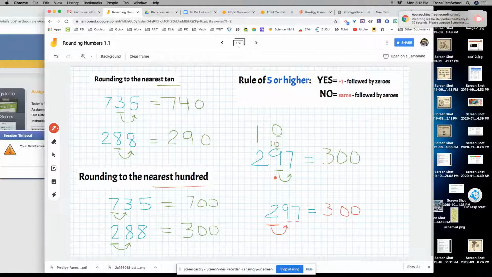So in this case, 297 rounded to the nearest 10 is 300. But 297 rounded to the nearest 100 is also 300. Sometimes it works out that way. Sometimes, most of the time, it does not, as you can see from here.